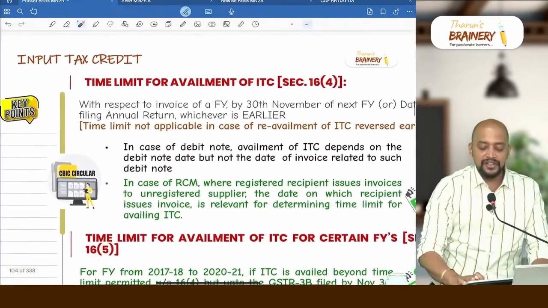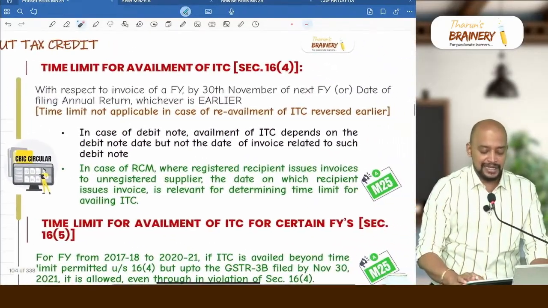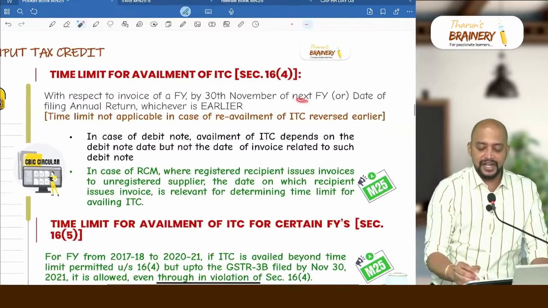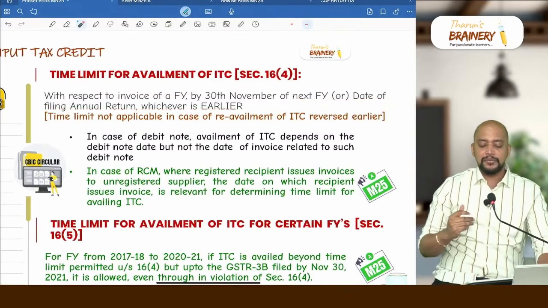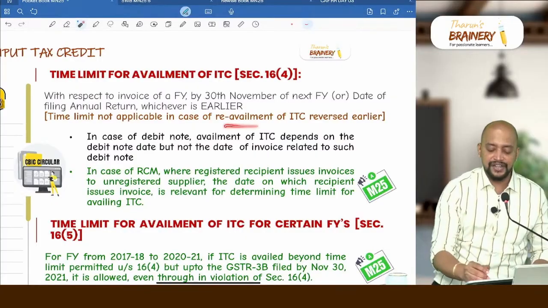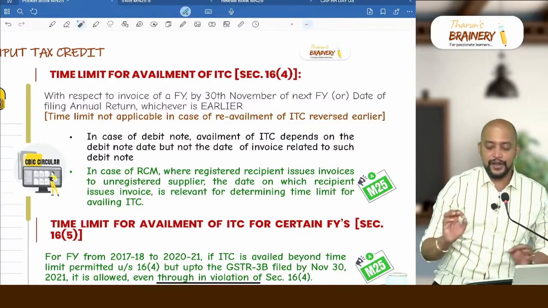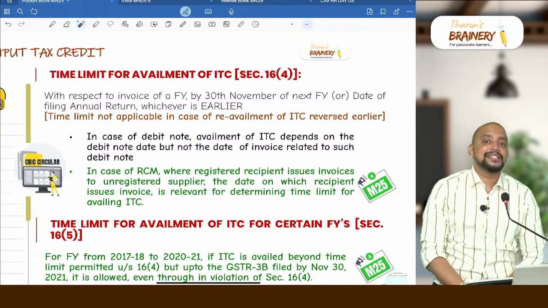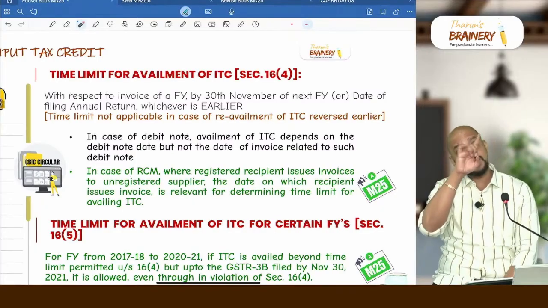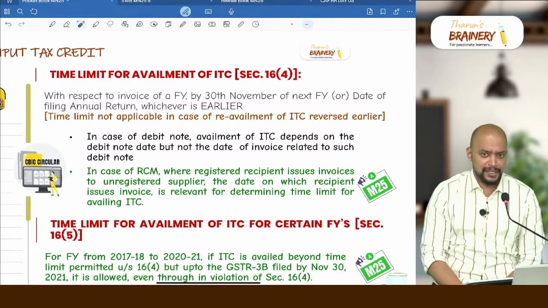Then, the time limit for availment of ITC: the time limit is 30th November of the succeeding financial year or the date of filing the annual return, whichever is earlier, but this time limit is not applicable in case of re-availment of ITC reversed earlier. Now, in case of a debit note, which date should be taken for the purpose of deciding the time limit, whether the invoice date should be taken or the debit note date should be taken?